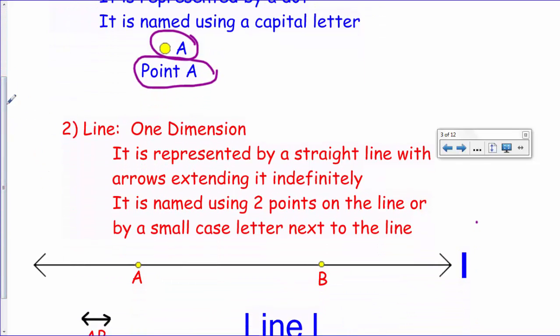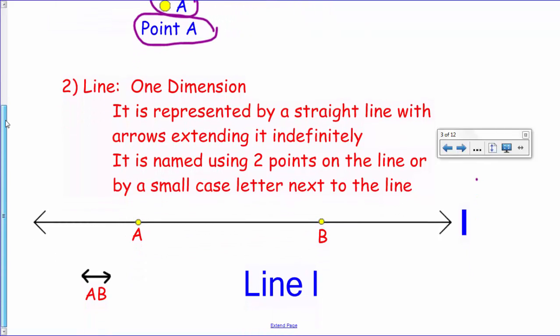Our second one is a line. A line is one dimension. It's represented by a straight line. We put arrows on both ends of the line. It's named using 2 points on the line. Here I have point A and point B, or by a small case letter next to the line, line L.